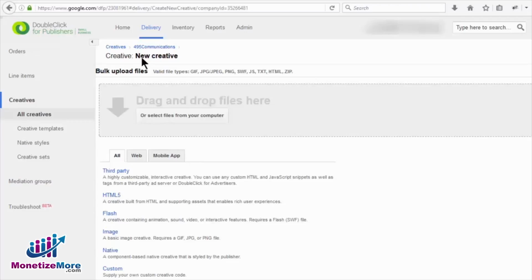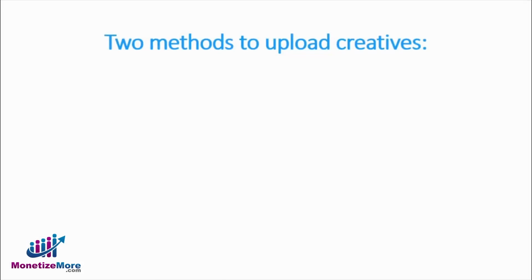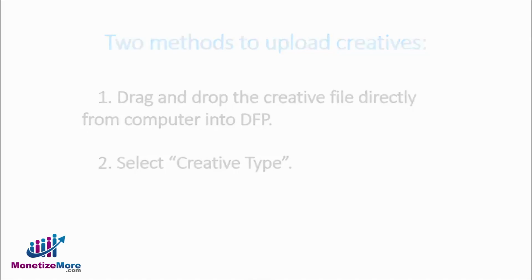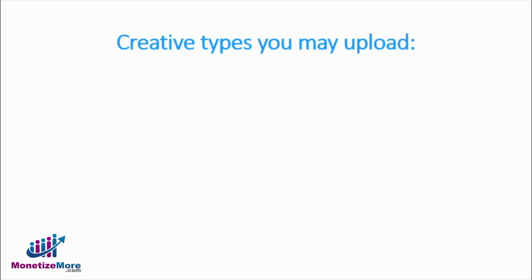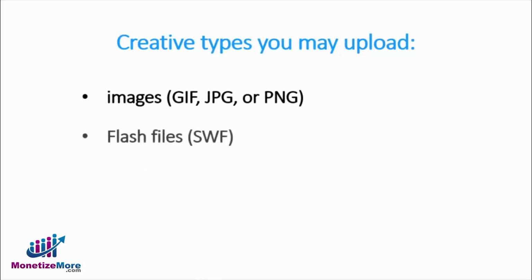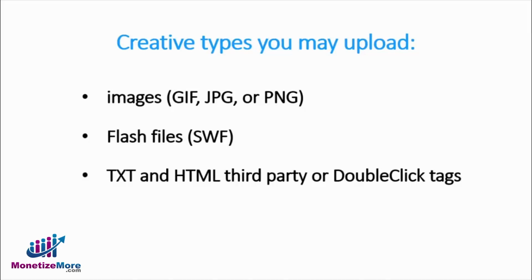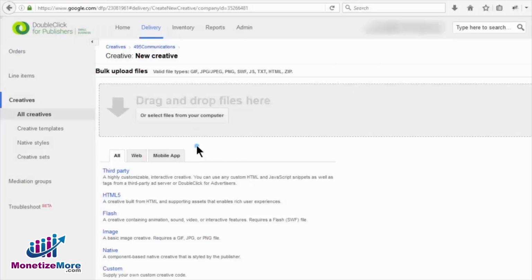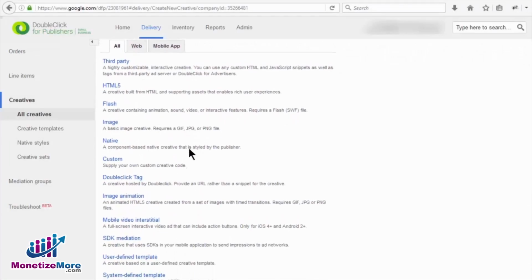After you click Continue, you will be on the New Creatives page. It is here that you can upload your creative via two methods. We recommend trying each method at least once so you can get a feel for the upload options. This will help you determine the approach that works best for you. You can upload a creative by either dragging and dropping the creative file directly from your computer and into DFP, or you may choose the more manual process and select the creative type. As you may remember from previous lessons, you may upload a variety of creative types, including an image, a flash file, text and HTML third-party or double-click tags, or JavaScript third-party tags. In this lesson, we will upload a creative by implementing the second upload method, selecting the creative type and choosing image as our creative.